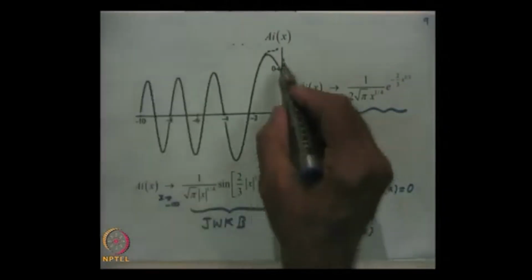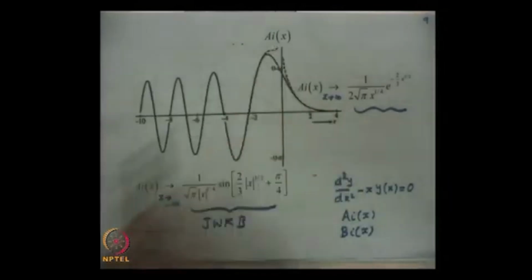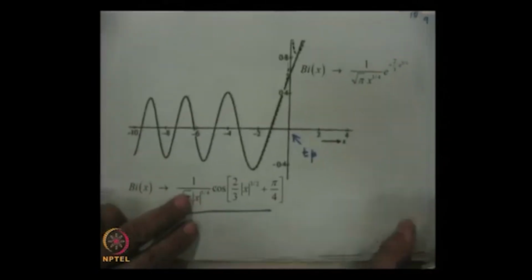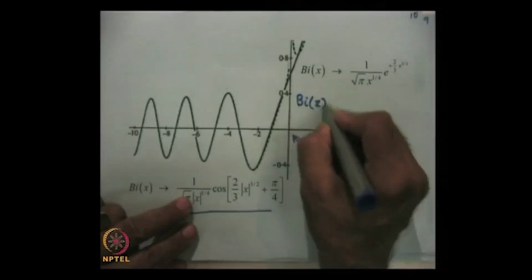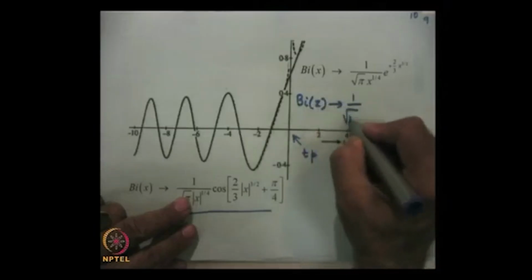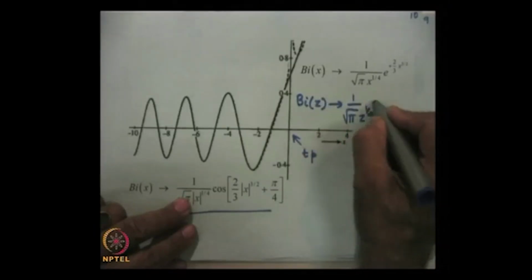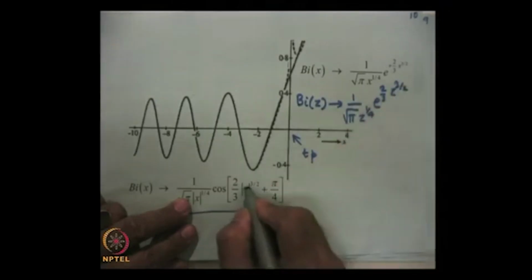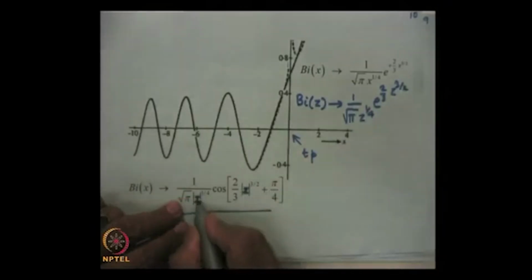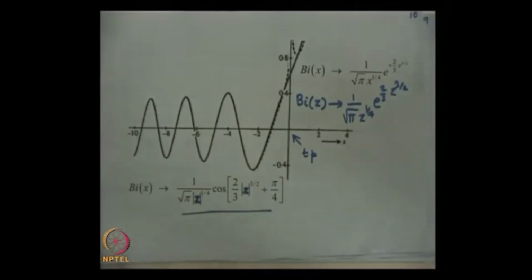So, here also the asymptotic solutions are shown by the dashed line and they go to 0, and the asymptotic solutions are the JWKB solutions. Here the asymptotic solution of Bi of x is actually, I should have written Bi of z, goes over to 1 over root pi z to the power of 1 by 4 e to the power of 2 by 3 z to the power of 3 by 2, and this also I should have written z. So, these are the same solutions that we had written down earlier.